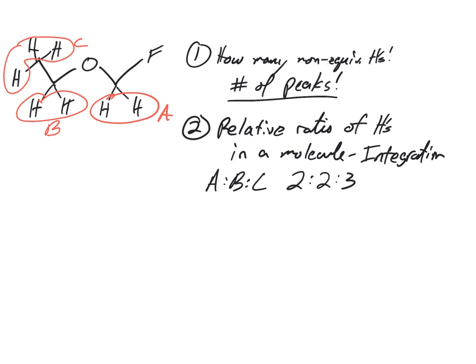Can we make that any smaller? Nope, because we have to have whole integers. It could be 4, 4, 6, right? That's the same relative ratio. So now we know how many types of hydrogens we have, and we have a good idea of how many hydrogens each one represents. What's the third thing we're going to learn from NMR? The third thing is, are you shielded or de-shielded?